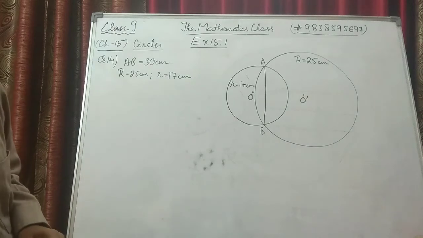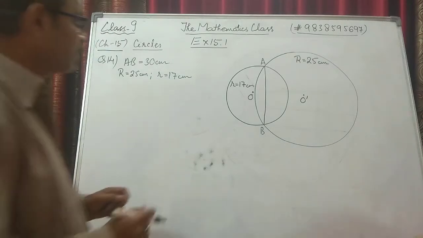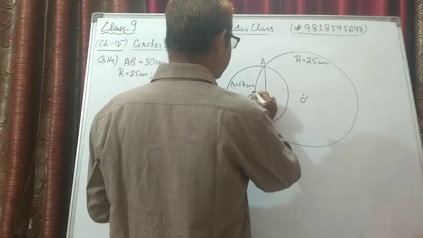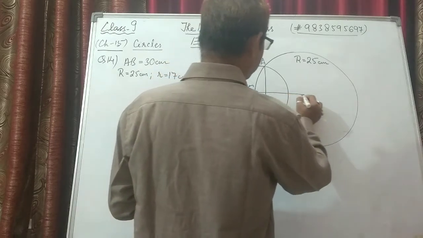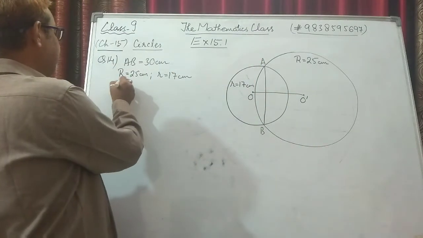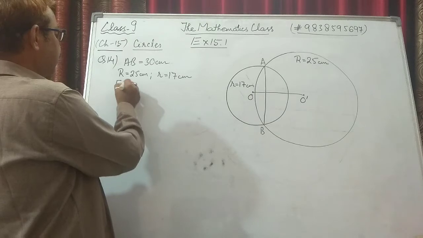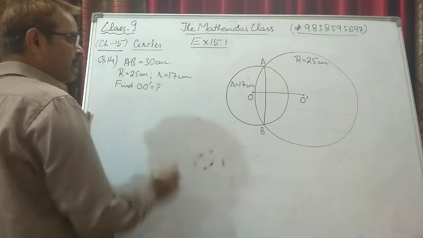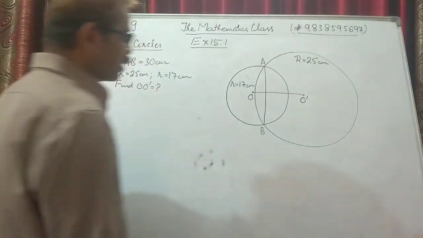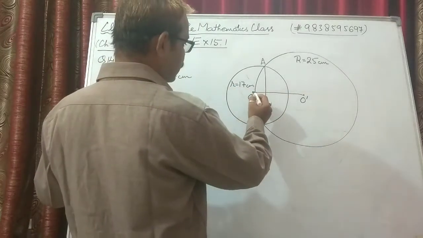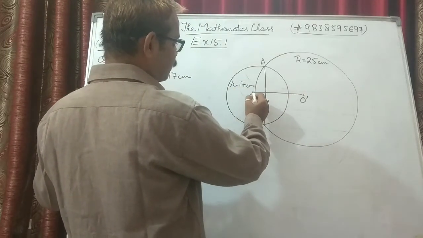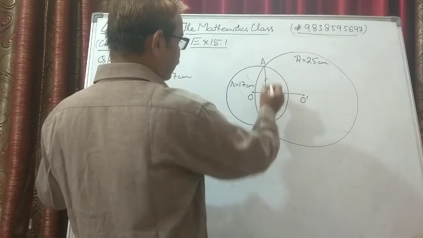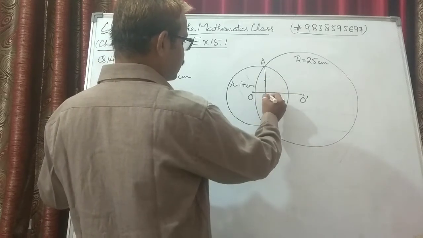Now what do they say? Find the distance between the centers. We have to find the distance between the centers, means we have to find the value of O O dash. Find O O dash, means the length between the centers. Now you can see this is a line which is passing from the center to the chord. So it will bisect it at a point, let us say point C.